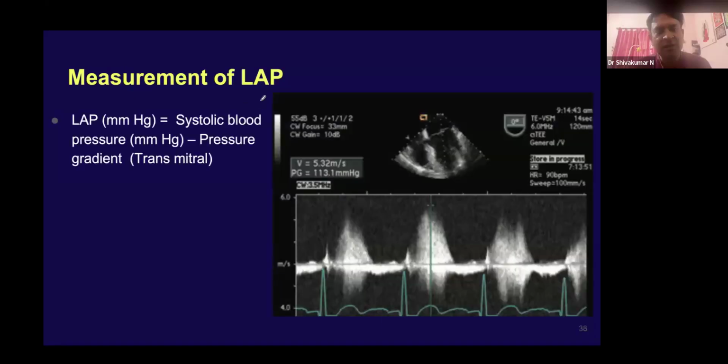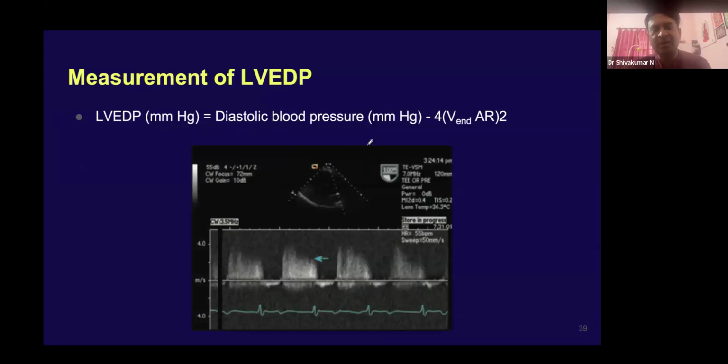So how do we measure the left atrial pressure? The formula is systolic blood pressure minus the pressure gradient across the mitral valve. This is the apical 4-chamber window. You put continuous wave Doppler across the mitral valve. You get the mitral regurgitation waveform and the pressure gradient across the mitral valve. You get the peak gradient, and you put it in the formula. You'll be getting the left atrial pressure. Similarly, the left ventricular end diastolic pressure can be measured using the formula: diastolic blood pressure minus 4 times the AR jet velocity squared across the aortic valve. We measure the aortic regurgitant jet end velocity over here.